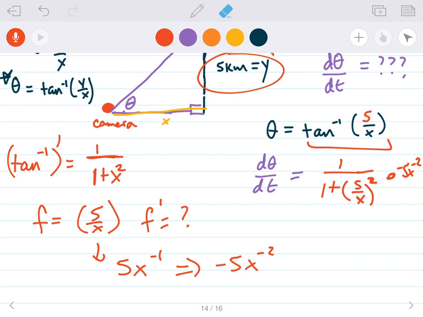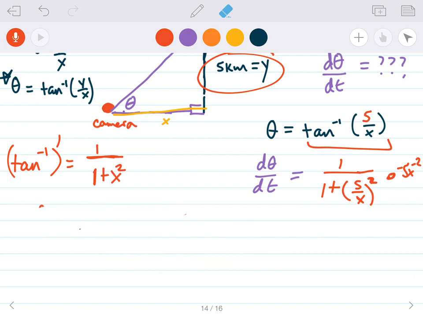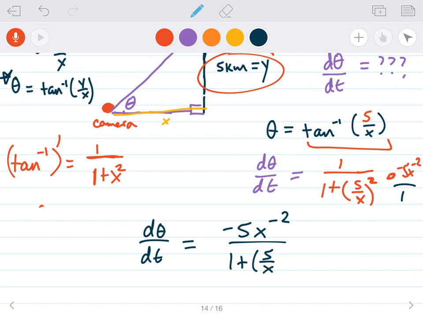So let's see. Erase some of this and carry this down here. So, okay, let's just go ahead and multiply this on top to get negative 5x to the negative 2 over 1 plus 5 over x squared. Now, this is what we're looking for, d theta dt.